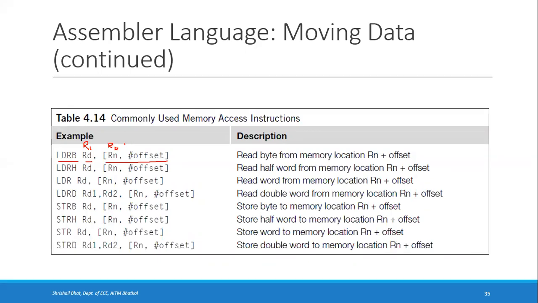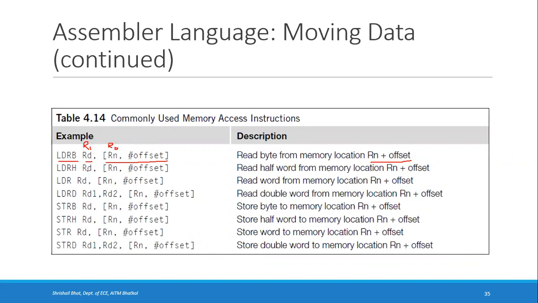Suppose you want 1003. Instead of changing the contents of R0, you can write R0 comma #3. What happens is that 3 will be added to the contents of R0, so R0 is 1000 plus 3. From the 1003 address, the contents of that memory location, pointed to by the sum of these two, will be copied into R1. So read byte from memory location Rn plus offset. The sum of Rn and offset is calculated, and the contents of the memory location pointed to by this address will be copied into RD. RD stands for the destination register.